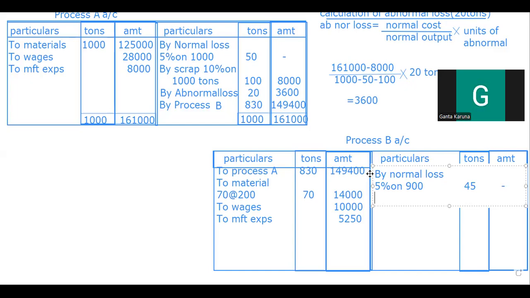Then again, in this process also, we have sold scrap. How many tons have we sold? Scrap was sold at 10%. So 10% on the same 900 tons. And what is the price we are selling it at? At the rate of 200 rupees. So how much am I going to get? 10% means I'm going to get 90. 90 at the rate of 200, 9 twos are 18. So 18,000 I'm going to get. This one is done.